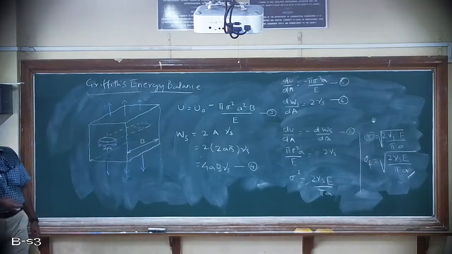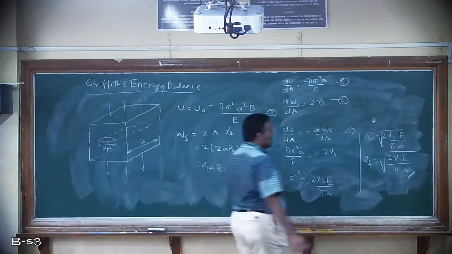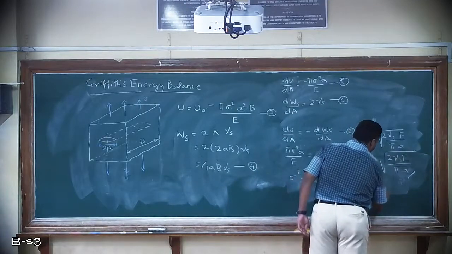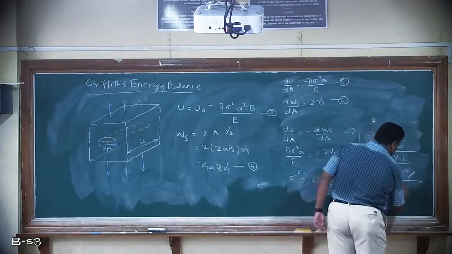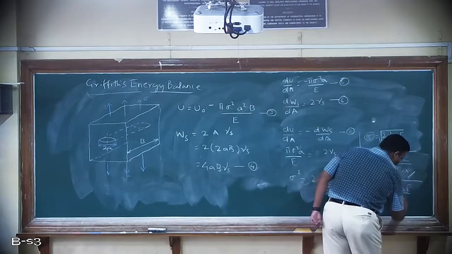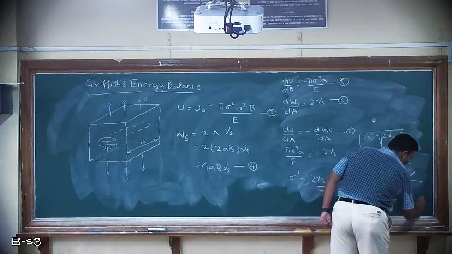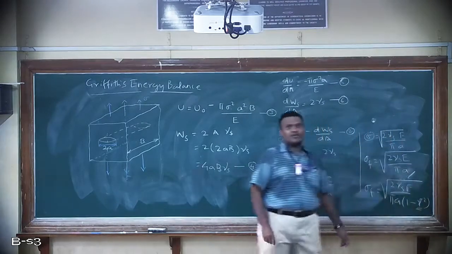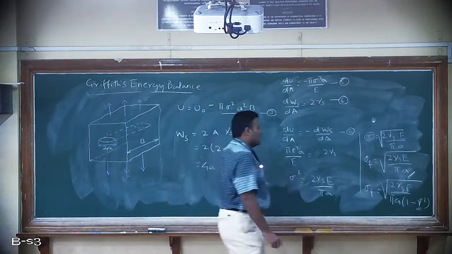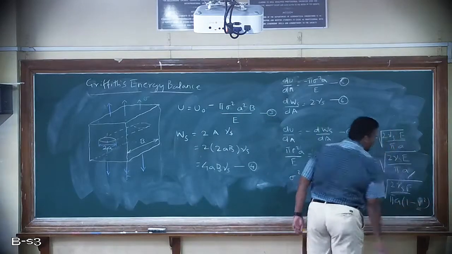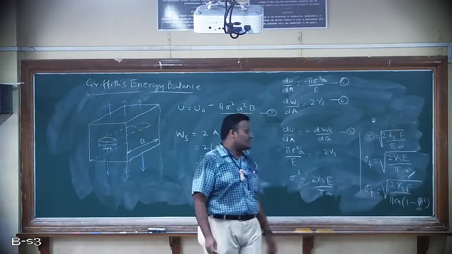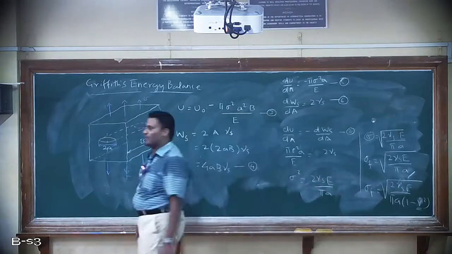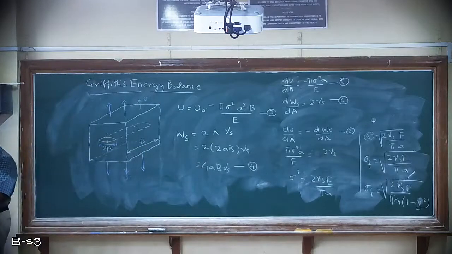Now this is for the plane stress condition. For the plane strain condition, we have 2 nu s into E upon pi a into 1 minus gamma, where gamma is the Poisson's ratio, sorry, not strain. You can say mu or gamma, whatever it is. So 1 minus gamma square will come in the denominator for Poisson's ratio. So this equation is required to determine the fracture strength.